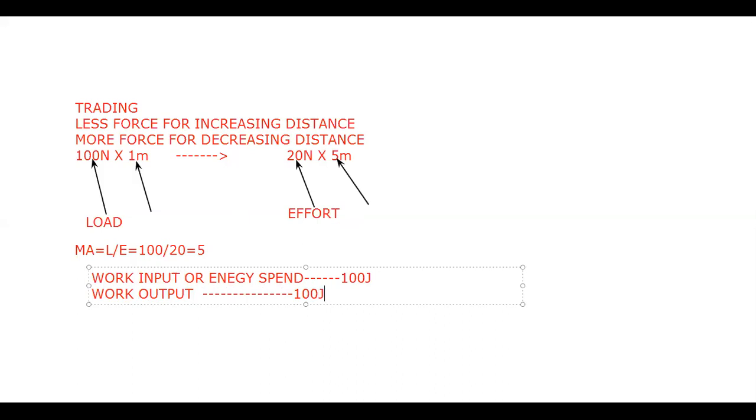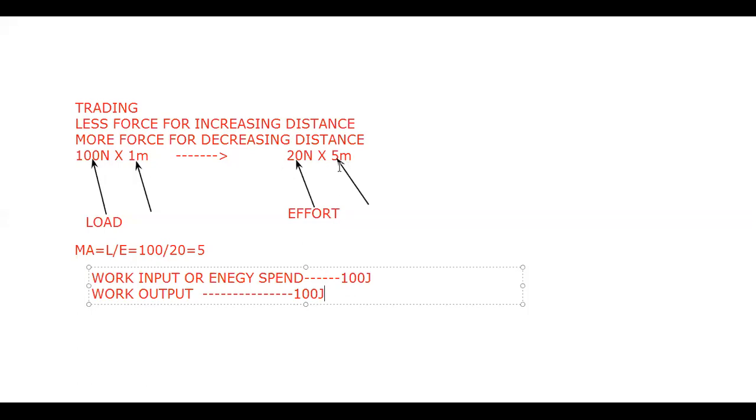Assume it's an ideal machine. You will find that the work input is equal to work output. You remember the formula for work? It is force into displacement. Exactly. Here, how much is the force? 100 Newton, into how much displacement? 1 meter. And here, how much is the force? 20 Newton, and the displacement? 5 meters.